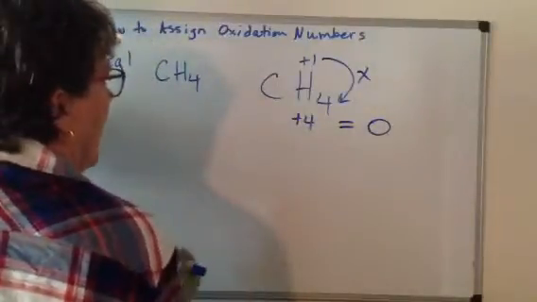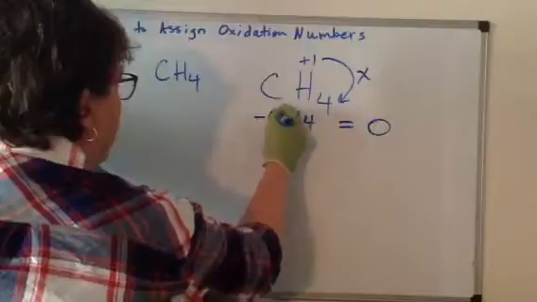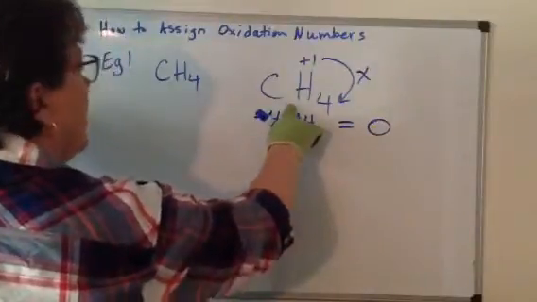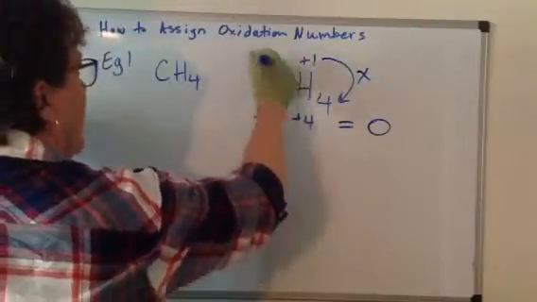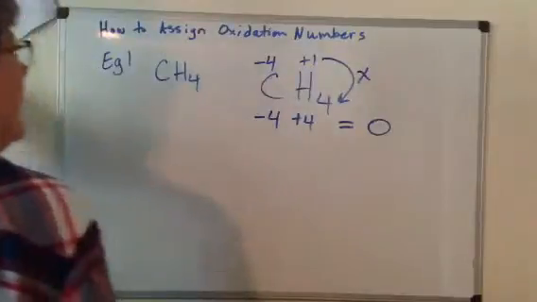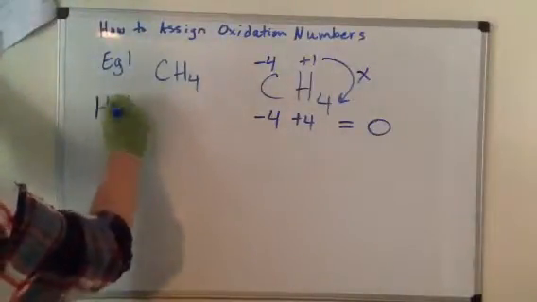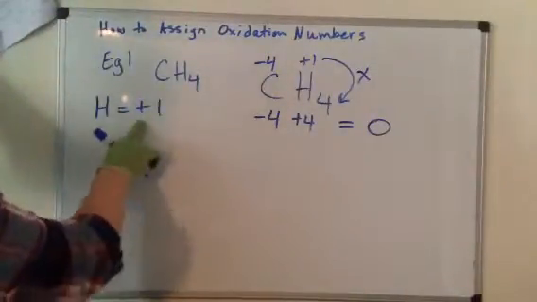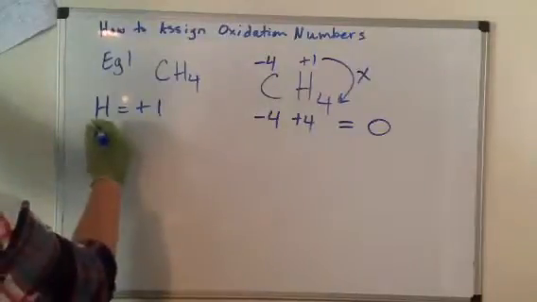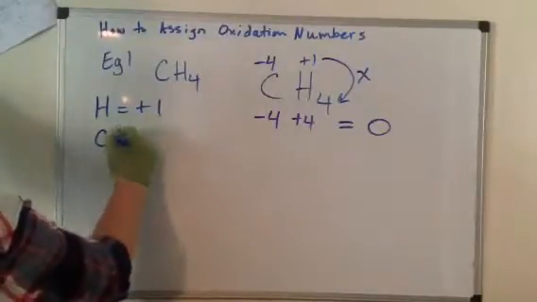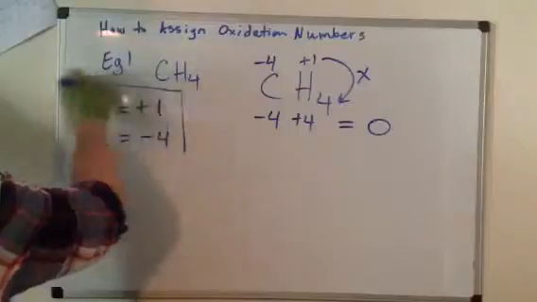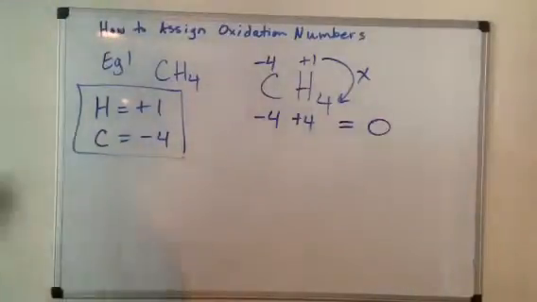So the sum of the oxidation numbers is 0 in a compound. So what do I add to 4 to get 0? -4. There is one of them, so -4 divided by 1 is just -4. And so there you have hydrogen is a +1, and you do have to indicate plus. It can't be understood. And carbon is a -4. And that is how you would assign oxidation numbers for methane.